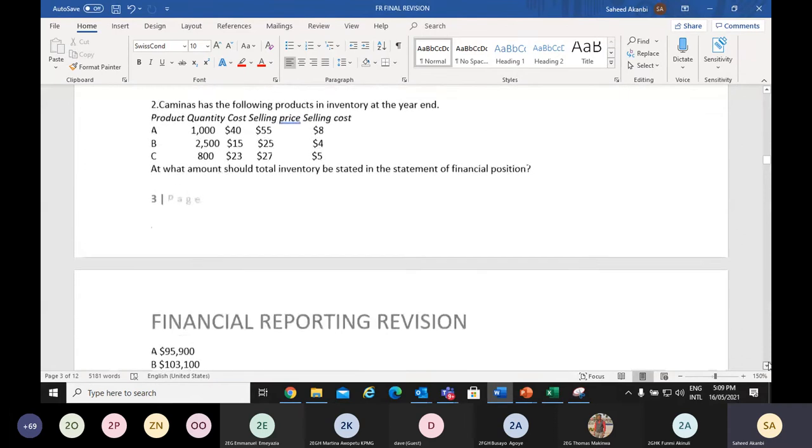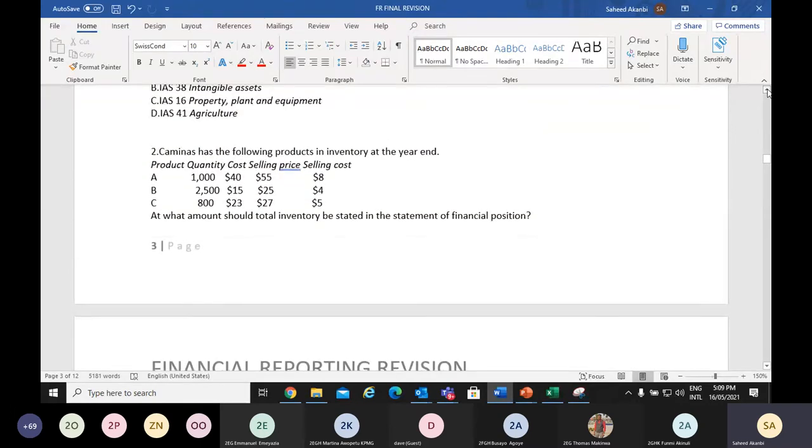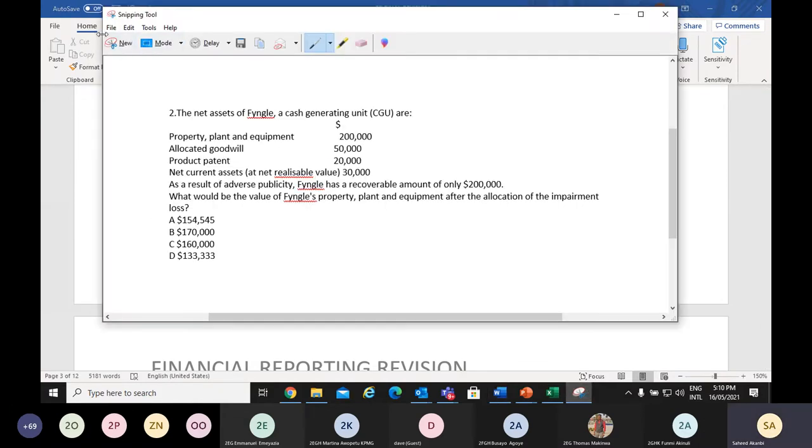Question two. Somebody should read question two. Caminas has the following products in inventory at the year end. Products, quantity, cost, selling price. At what amount should total inventory be in the statement of financial position?